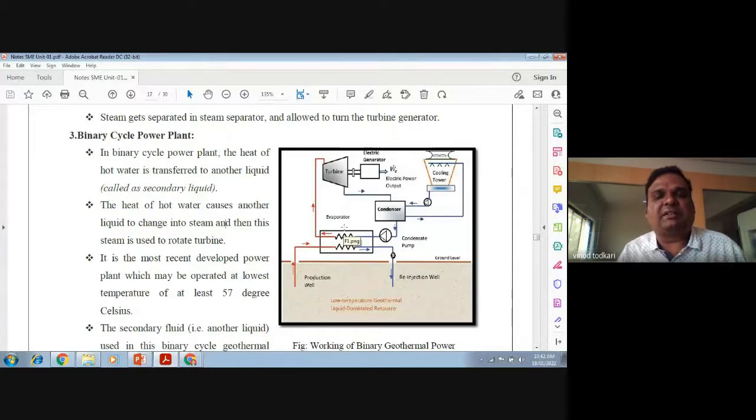There are plenty of liquids which are having boiling points like 50 degrees Celsius, 40 degrees Celsius, 60 degrees Celsius. So those liquids are used as secondary liquids. So what happens, even if inside the heat exchanger, let's say the temperature is 70, this liquid will get converted from liquid phase to vapor phase. Now this vapor is given to a turbine which will drive the turbine shaft.